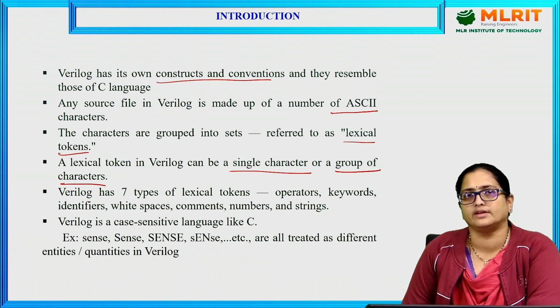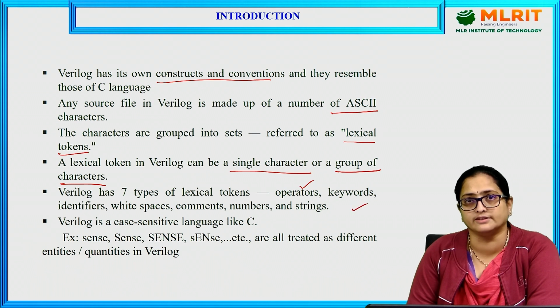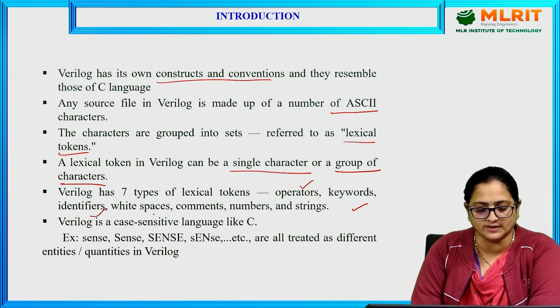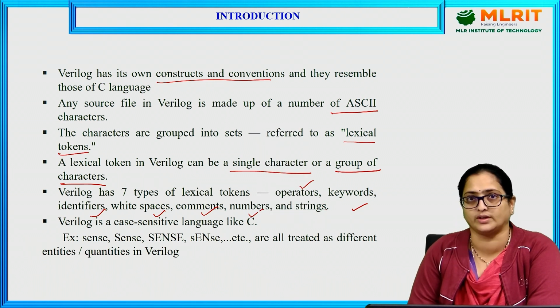Basically, in Verilog, there are 7 lexical tokens. There are operators, keywords, identifiers, whitespace characters, comments, numbers, and strings.